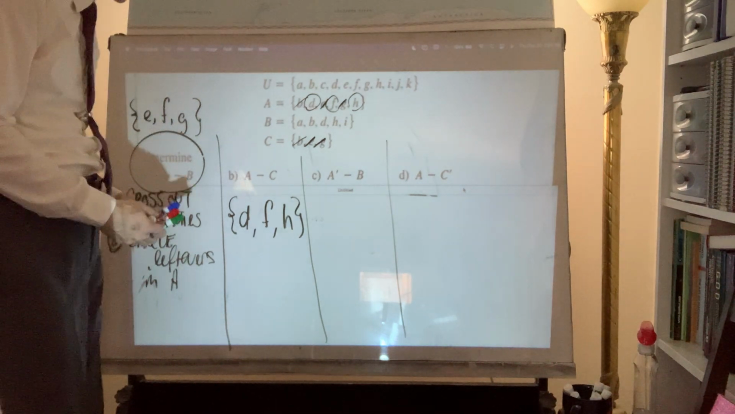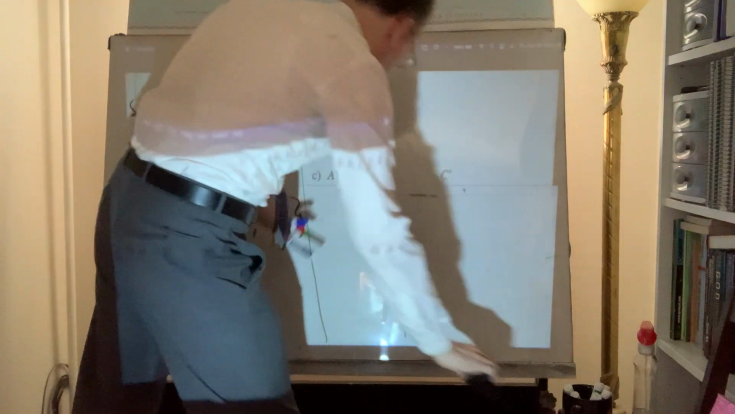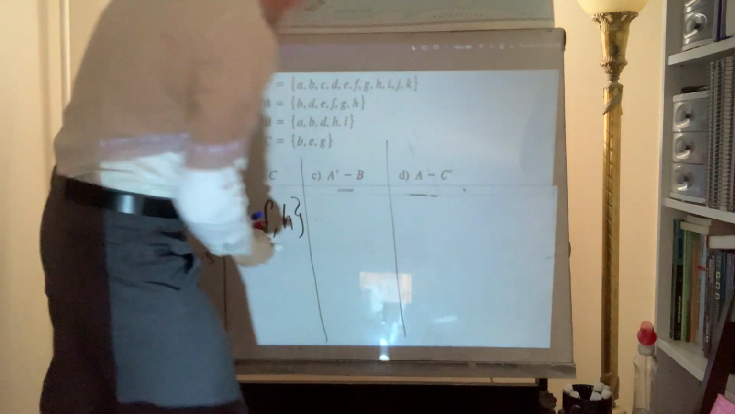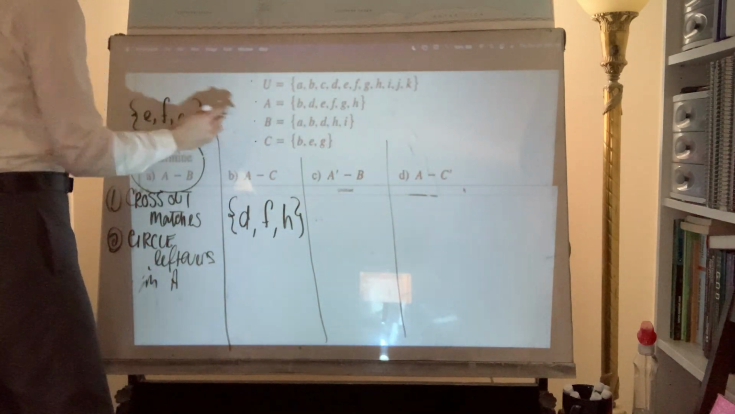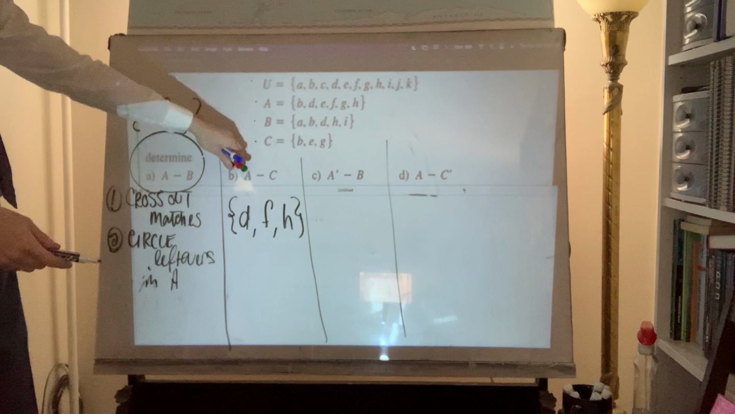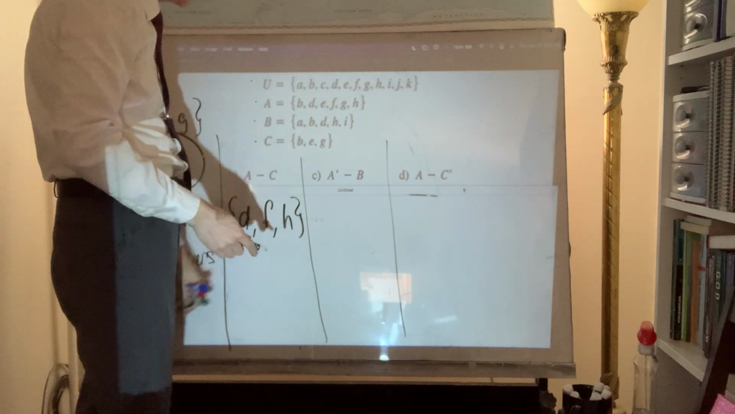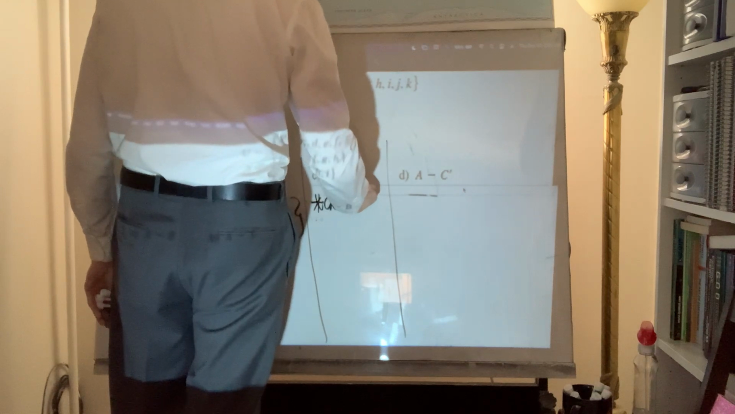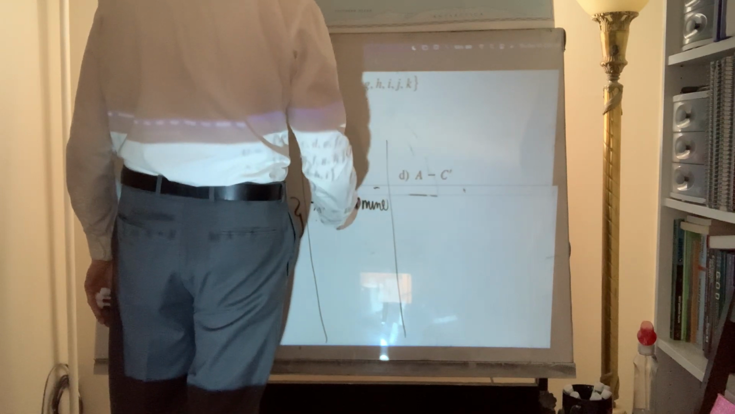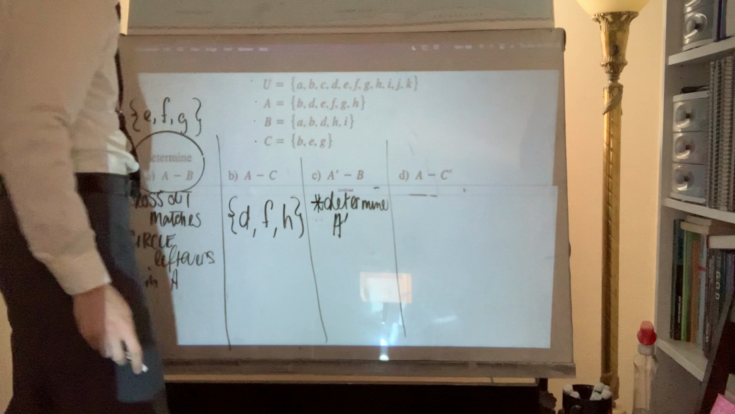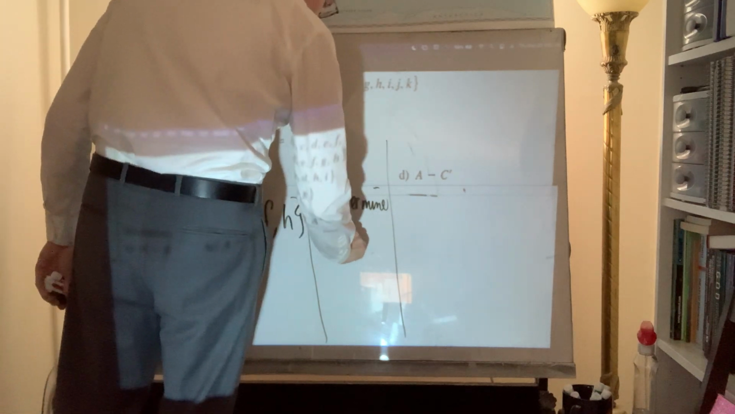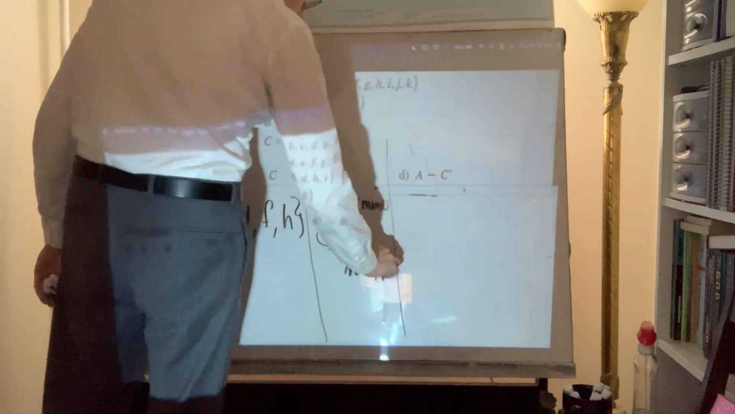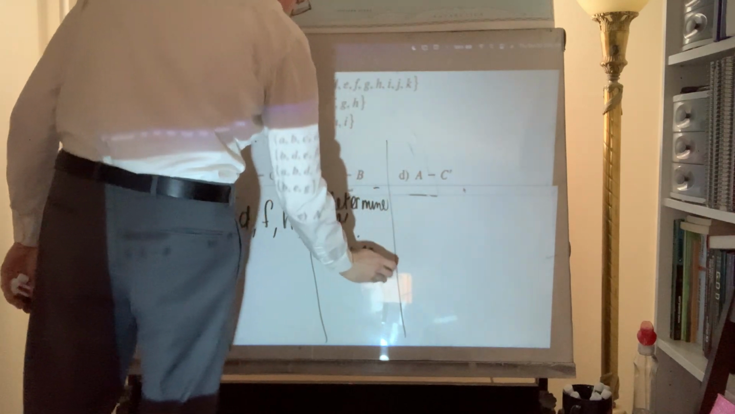All right. Moving on. Now we have A prime minus B. A prime is not one of the sets that are given here, so we would have to figure it out. So the first thing is determine A prime. That is the complement, things that are not A. There's quite a lot of things that are not A.